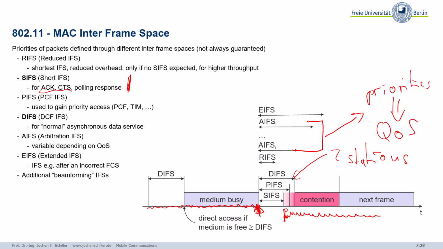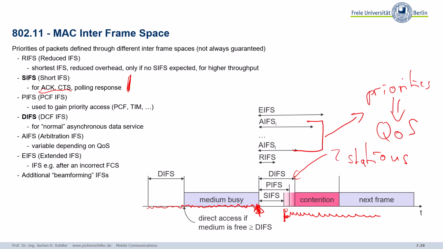Then there are some more specialized beamforming IFSs, extended, etc. Not that important to explain the basic mechanisms. So you should understand that priorities are reflected in waiting times. The longer you have to wait, the lower your priority is. But there may still be some contention at the same waiting time because the sending of the stations is normally not coordinated by the access point. So the access point does not know when a station wants to send.